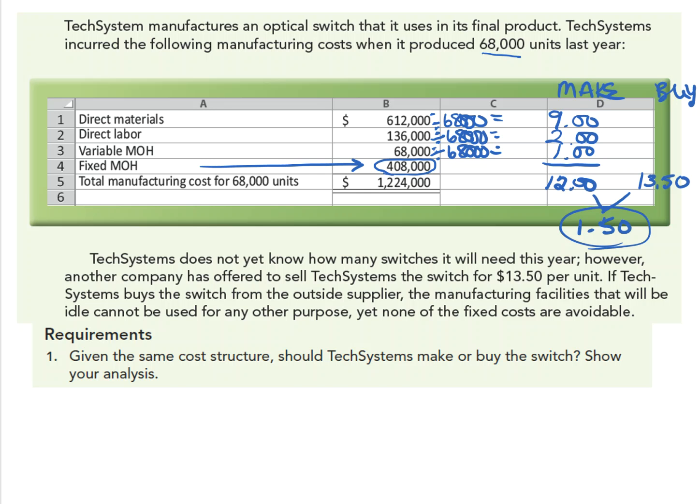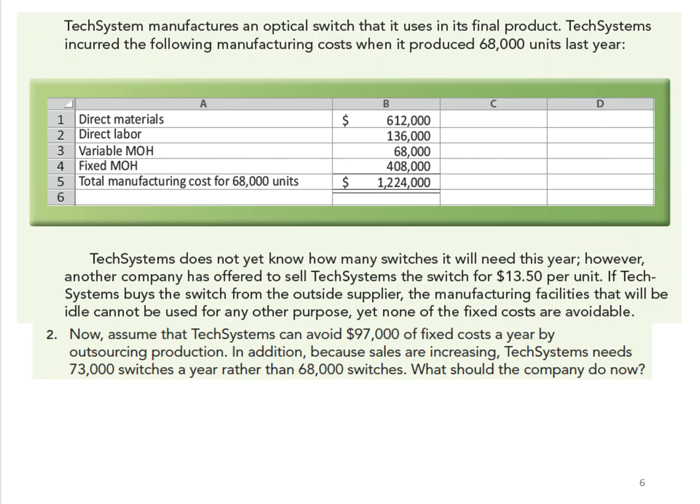Now we've got another question here. Same information. It says, now assume that they can avoid $97,000 of the fixed costs a year by outsourcing production. So they will save some of those fixed costs. And because sales are increasing, they now need 73,000 switches a year rather than 68,000 switches. Okay, so we can kind of do a similar outline to what we did before.